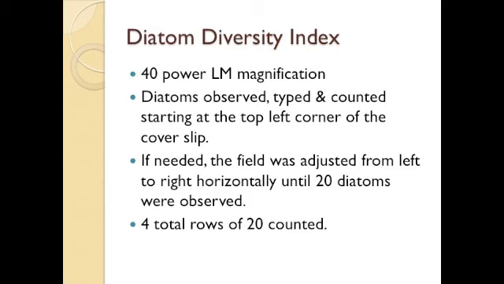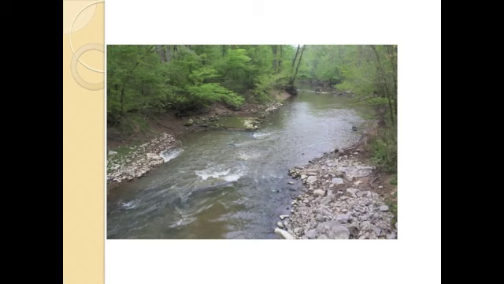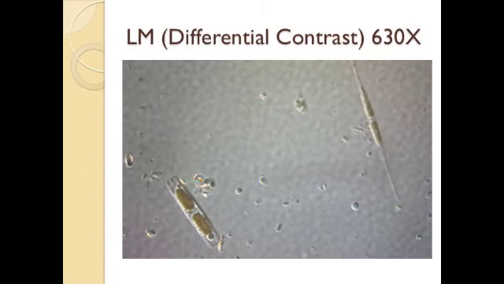I'm not going to go through the whole calculation, but when we get a number that's low, 0 would obviously be a very poor water quality based on the index for diatoms. And up closer to a value of 1 would be the best water quality. Fair water quality would be in the middle. Here we have Cache River, Upper Cache River. And so let's take a look.